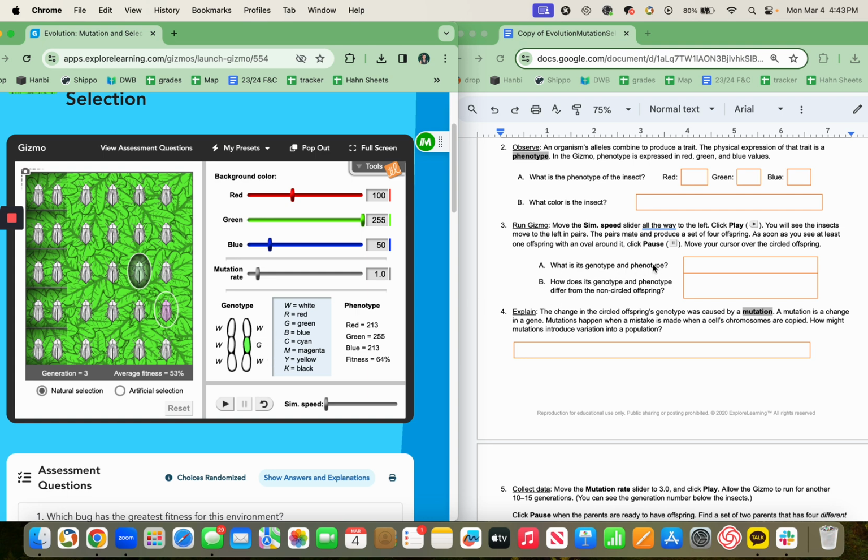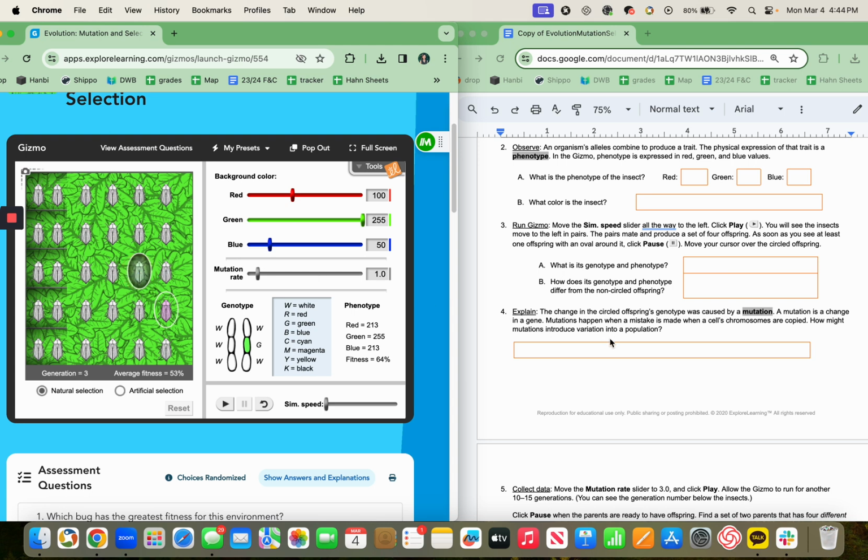So you're going to go ahead and write its genotype and phenotype. The genotype is going to be the letters, so it'll be WW, WG, WW. Phenotype, you're going to go ahead and put the color, what number red, what number green, and what number blue. And you're going to explain how is this different from the non-circled offspring? How is it different from this one? Okay.